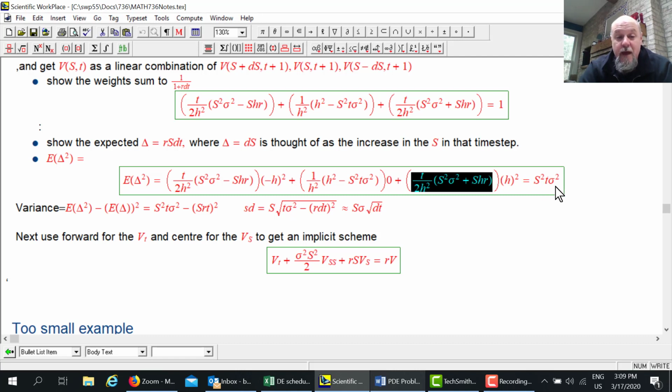And that means the variance is going to be the expected value of the square, which we have now, minus the expected value squared. And if I clean this up and then square root it for standard deviation, I get the standard deviation proportional to the stock, and this is the proportionality constant. Now, I have down here approximately.